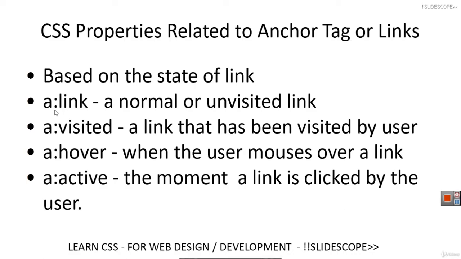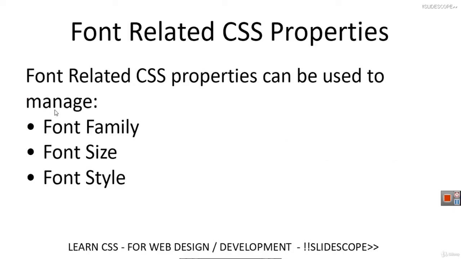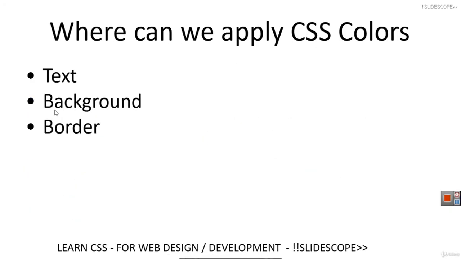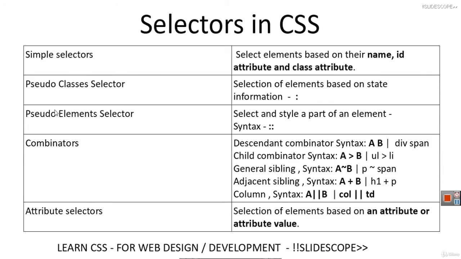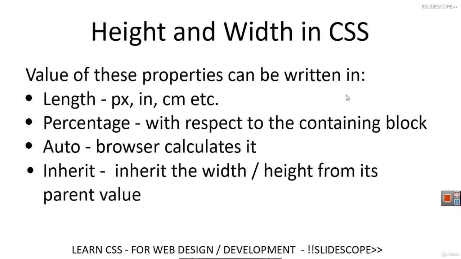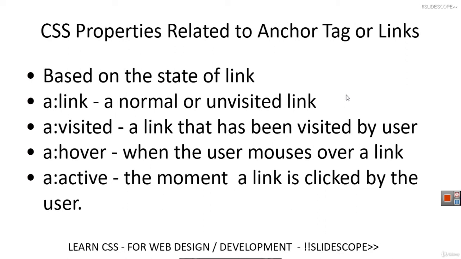So if you remember from the previous part, we were discussing selectors, and in selectors there was this pseudo classes selector, and in pseudo classes selector we select any element based on state information. So this is an example of a pseudo class selector. So a is the tag here, and then after colon we are seeing the state of this tag.